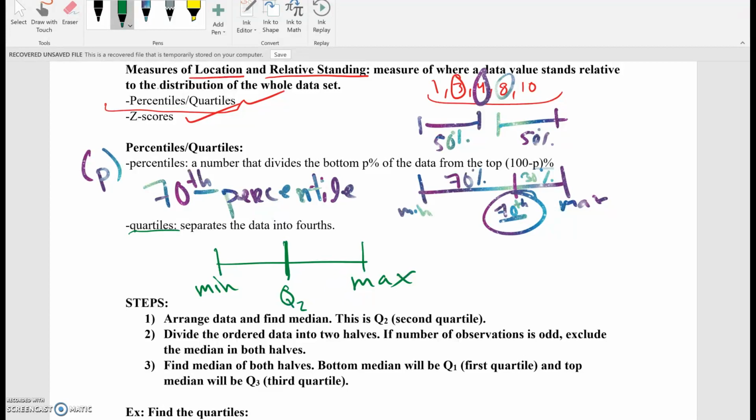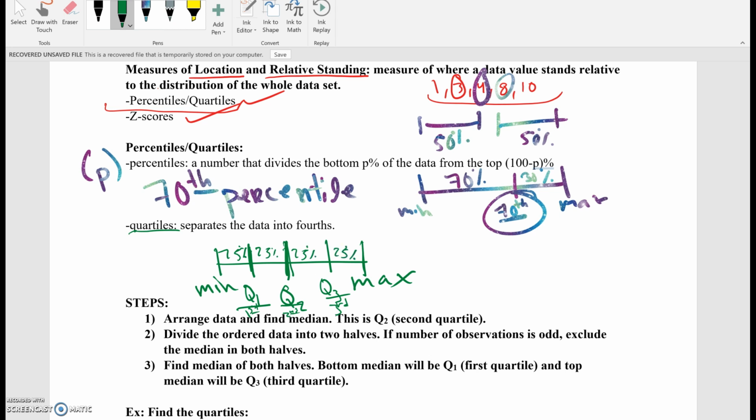Now, between the minimum value and my Q2, my second quartile, there's going to be another quartile, which we're going to call Q1. And then between Q2 and the maximum, there's going to be another number we're going to call Q3. This is what we call my quartiles. The first quartile, the second one, and the third one. Okay, so these are my quartiles. So we're separating all my data into fourths. So that means that you have 25% here, 25%, 25%, and another 25%.